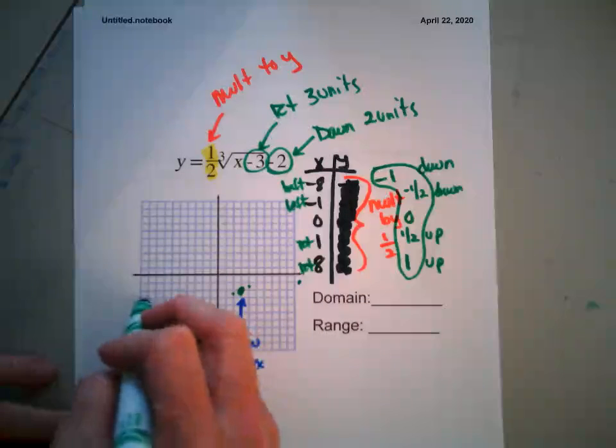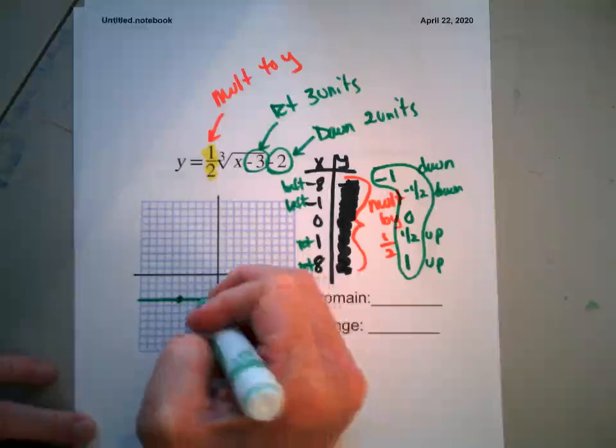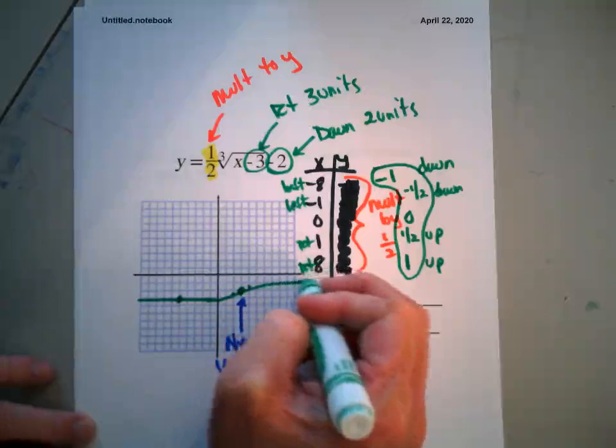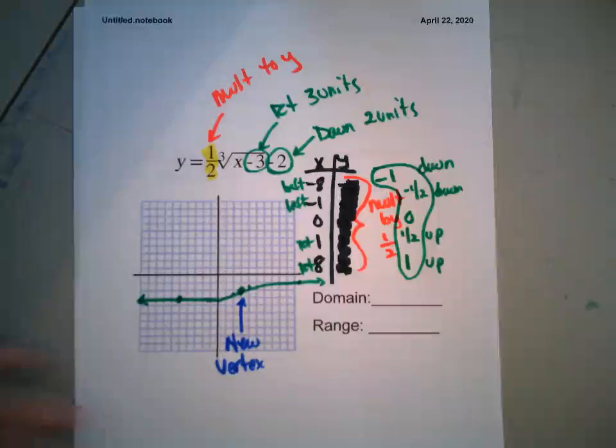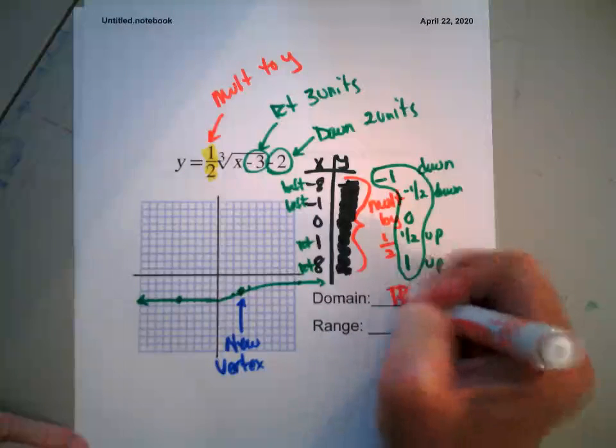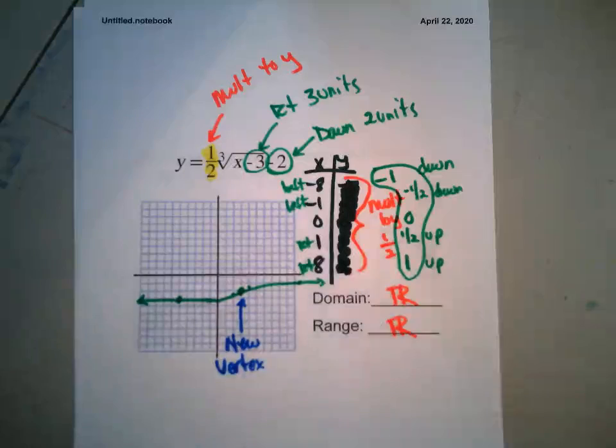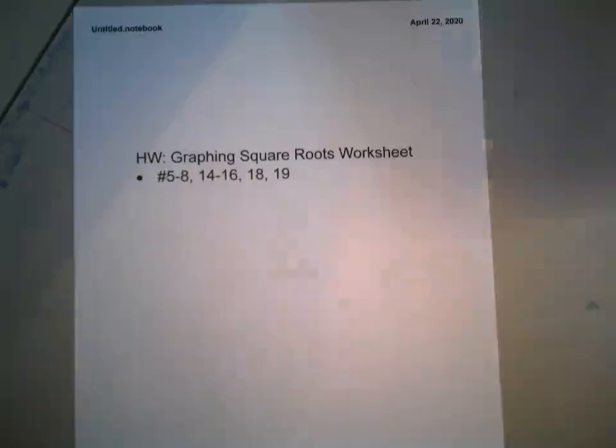So this graph, real tight, real small. Okay, that's cube root. Finish off with our domain and our range, and that's it. So it should have taken a little bit longer yesterday because I kind of had to explain all the transformations. But that's how we graph cube roots, very similar to how we graphed square roots.